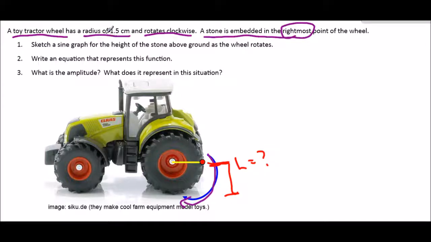So right now, what's the height of the wheel above the ground? Well, we know that the wheel has a radius of 1.5, and I drew my radius line here, but I could also draw my radius line like this. So right now, the moment we start, that stone is 1.5 meters above the ground. And then it's going to rotate in this direction. Again, that's clockwise. It's going to rotate down, and then up again, and then up to the top, and then back here, and keep going around.